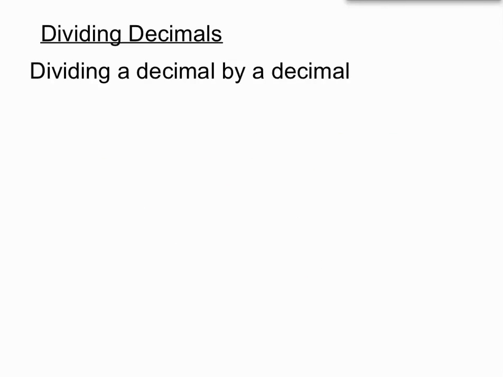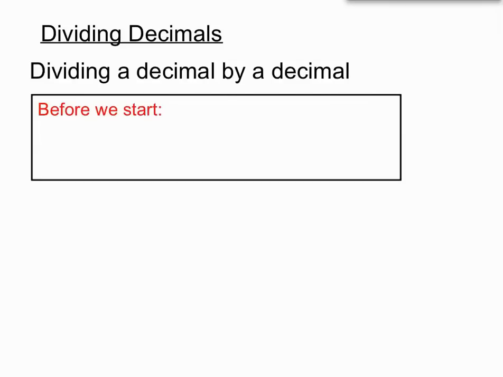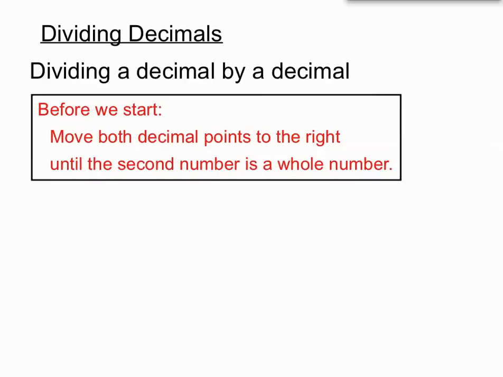Now, when we're dividing a decimal by a decimal, it's a bit tricky. We have to do some preparation work first. Before we start, when we're dividing a decimal by another decimal, we need to move both decimal points in our question numbers to the right until the second of the numbers, the number we're dividing by, ends up being a whole number. It'll be clear once we do this example.